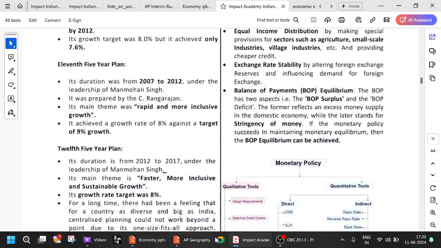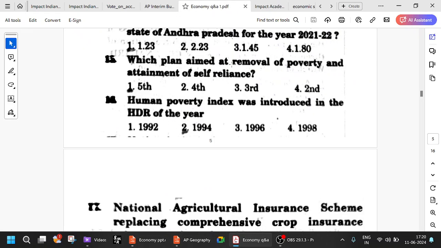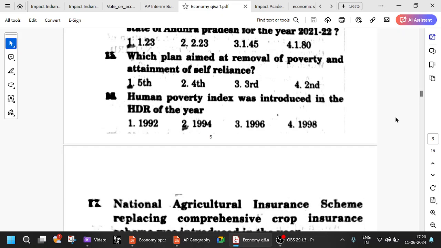Okay. So now let us go back to the question. Which plan aimed at removal of poverty and attainment of self-reliance? So removal of poverty is basically Garibi Hatao. Garibi Hatao means the first thing that should come into your mind is the fifth plan. And we have also seen the other plans. Everything should be in your mind.